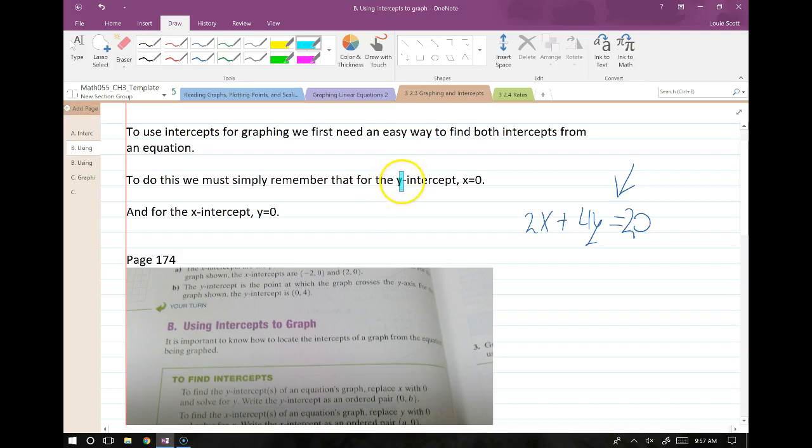So we just need to remember that at the y-intercept, x is always equal to 0. And at the x-intercept, y is always equal to 0. Those are the two things that we have to remember to find the x and y intercepts for this problem.